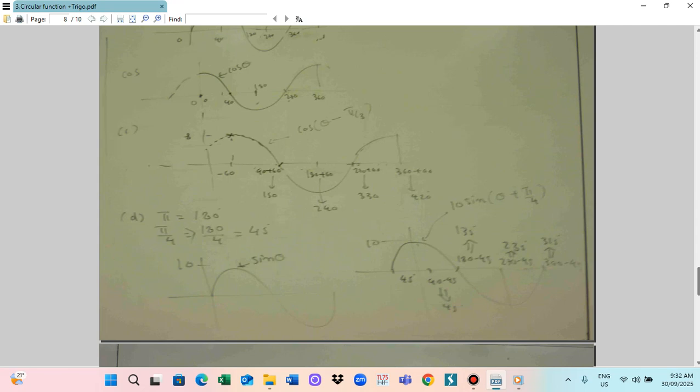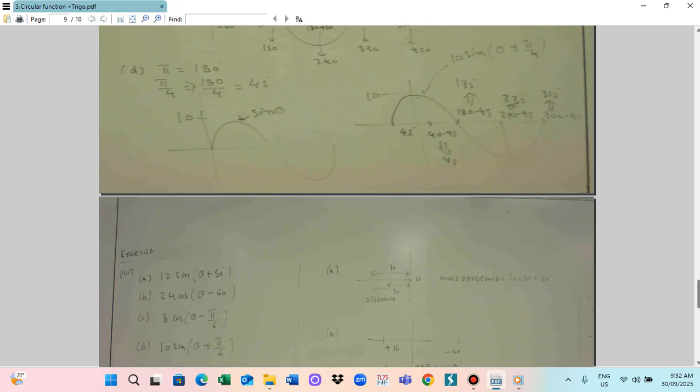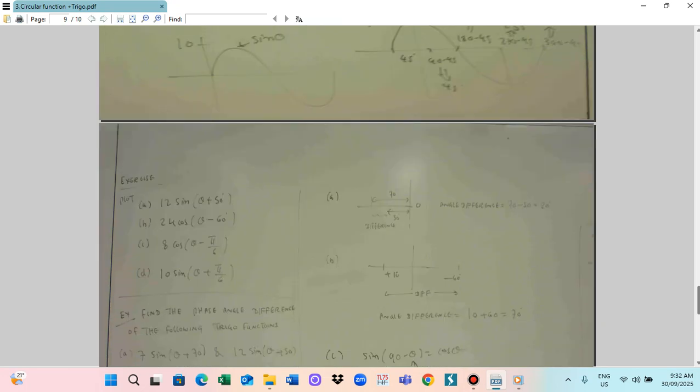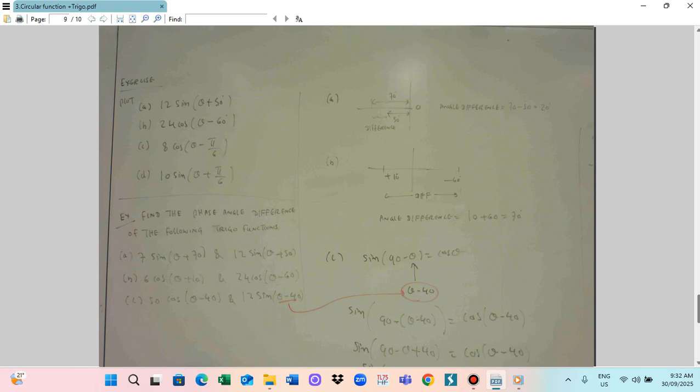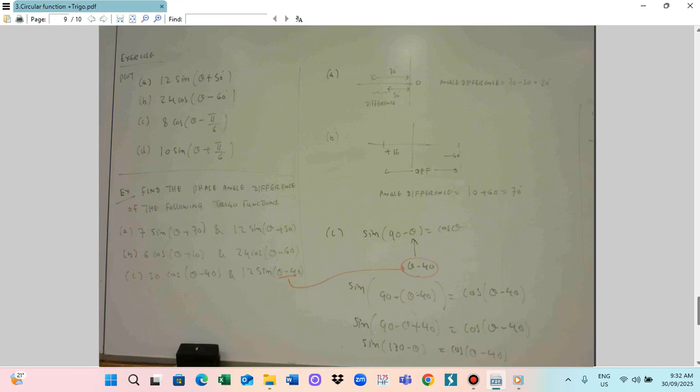So this is the graph. So we can plot the graph. Firstly we draw a sine graph, and then when the angle is negative, go to the right side, and when the angle is positive, go to the left side, and then we can redraw the graph like this. So all the crossing points are also shifted.